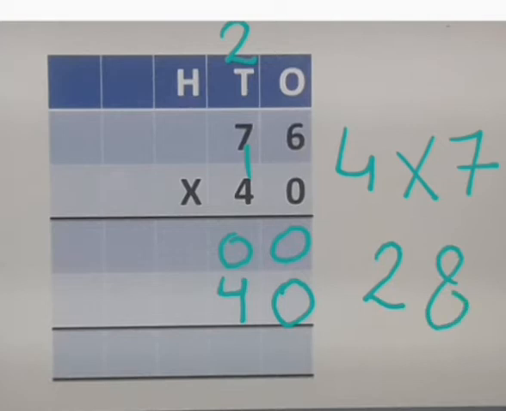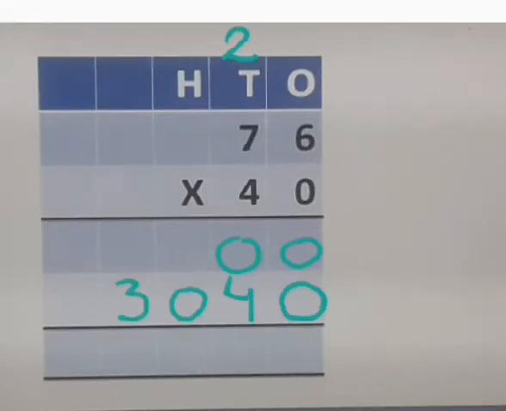But children, 7 already has a carryover, this 2. So we will add 2 to this 28. So it becomes 30. So 0 we will write in the hundreds place, and 3 we will write in the thousands place. Now in the end, we will add the products to find out the final answer. Children, as you already know, we start from the ones column.